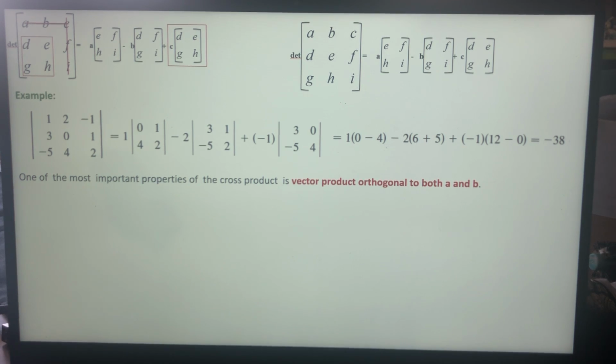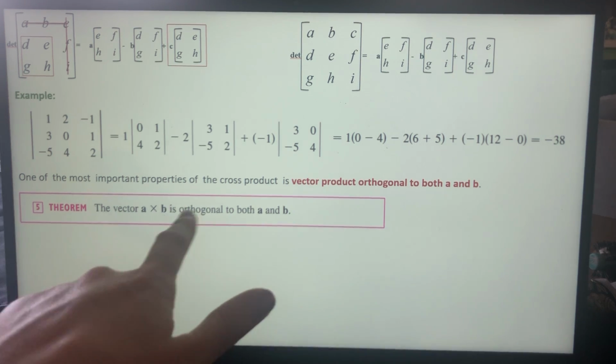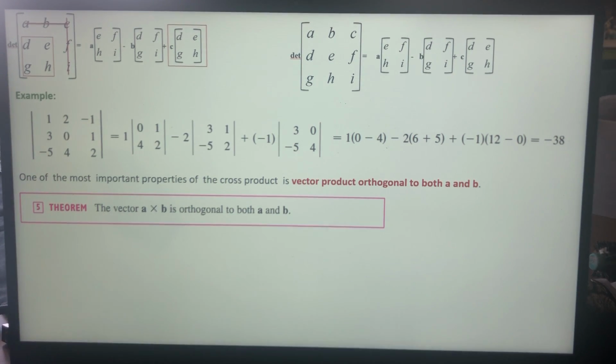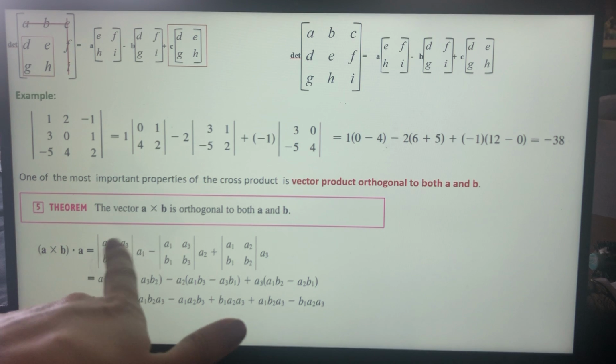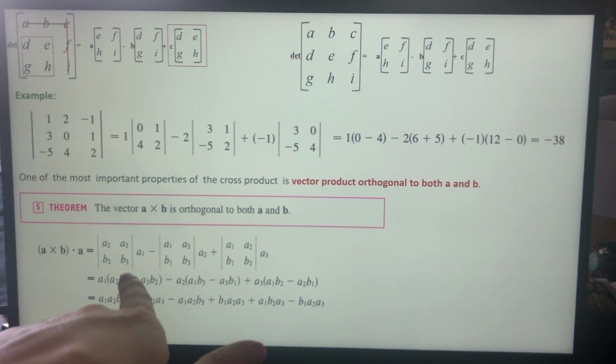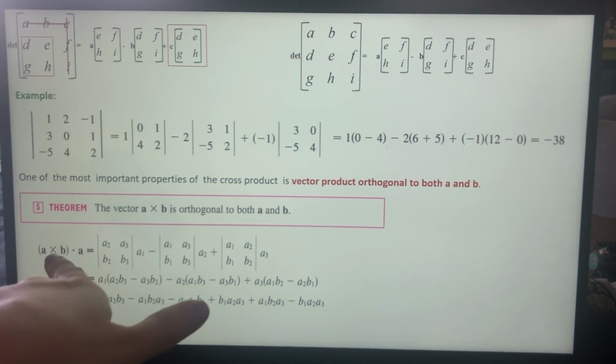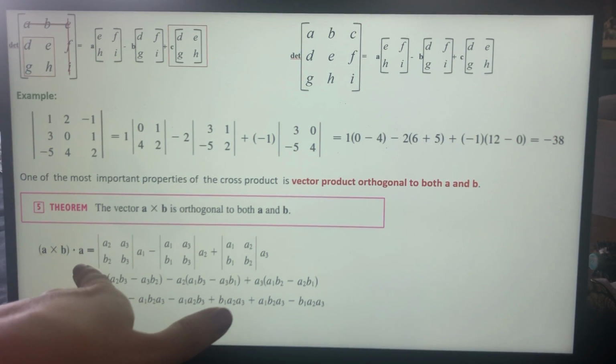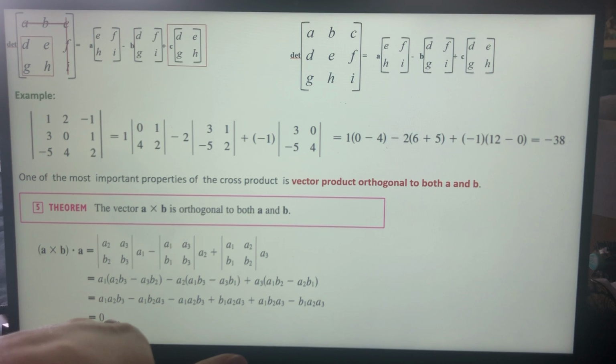One of the most important properties of the cross product is that it is orthogonal to both A and B. Once you take the cross product, you are finding another vector, okay? And you have two vectors, A and B, and the one that you found will be orthogonal to both A and B. You can do the proof using the dot product. If two vectors are orthogonal, their dot product has to be 0. Once you take that, you will see that it is 0.